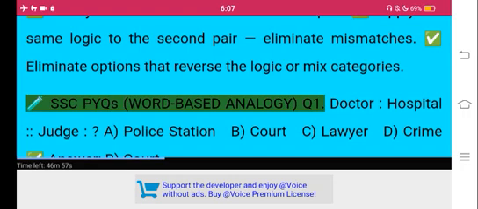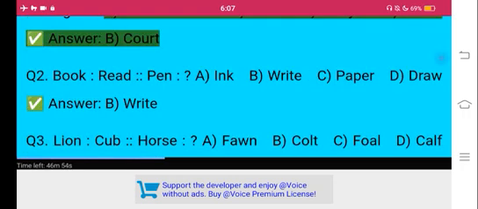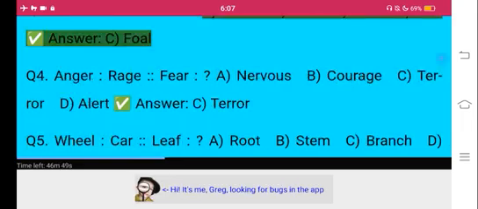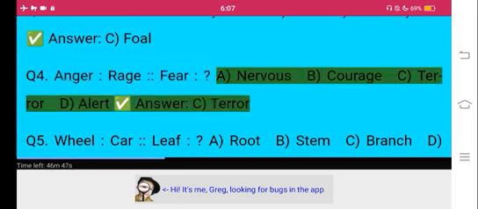SSC PYQs, word-based analogy. Q1, doctor, hospital; judge, A, police station; B, court; C, lawyer; D, crime. Answer: B, court. Q2, book, read; pen, A, ink; B, write; C, paper; D, draw. Answer: B, write. Q3, lion, cub; horse, A, fawn; B, colt; C, foal; D, calf. Answer: C, foal. Q4, anger, rage; fear, A, nervous; B, courage; C, terror; D, alert. Answer: C, terror.